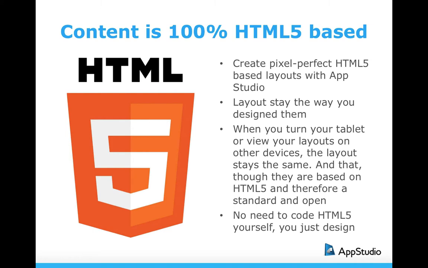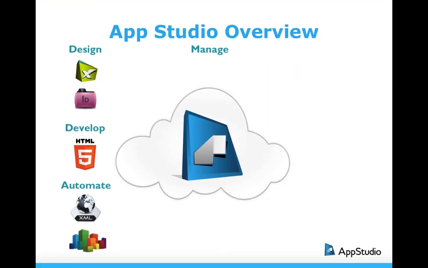Of course, you don't need to code HTML5 yourself. You just design using a tool that you know, QuarkXPress or InDesign. And App Studio is going to do the rest for you. So just a brief overview of how this works. You either use a design package like QuarkXPress or InDesign, and you create your layout. You can also use HTML5 tools if you want to. That's an option. You don't need to.